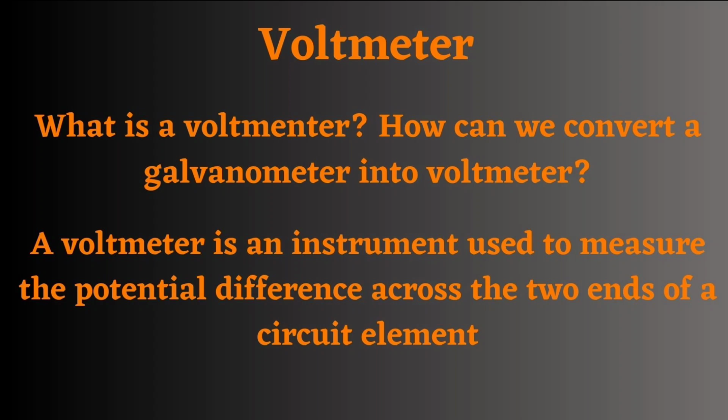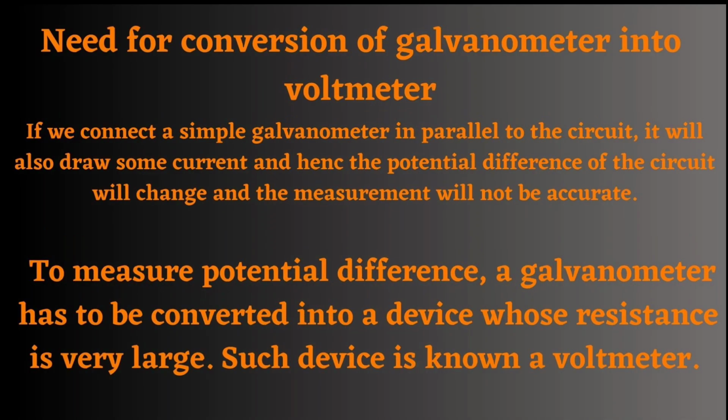A galvanometer can also be converted into a voltmeter. So first of all, what is a voltmeter? It is an instrument used to measure the potential difference across the two ends of a circuit element, and for the conversion there are a few steps or conditions that must be taken into consideration. We already studied that if we want to measure the potential difference, the measuring device is to be connected in parallel to the circuit.